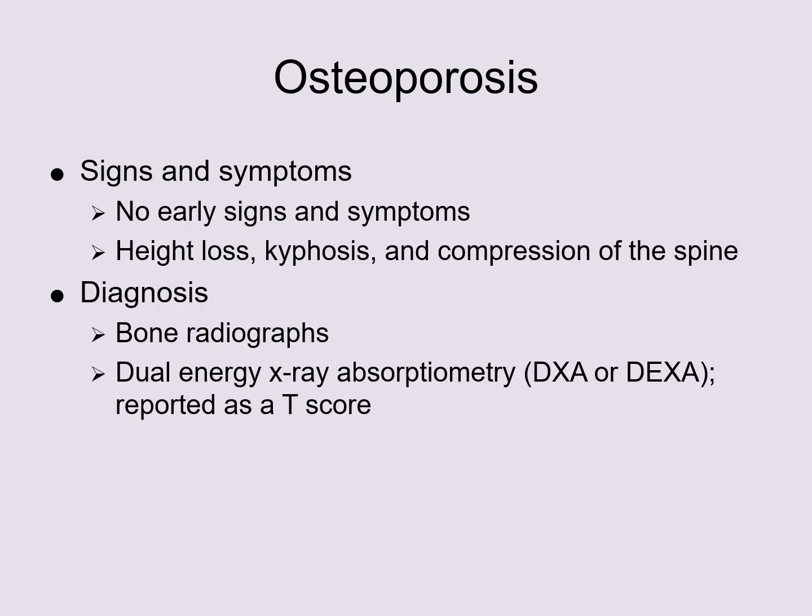So osteoporosis signs and symptoms: there are no early signs and symptoms. Height loss, though, we can see kyphosis, that's the hunching of the back, and compression of the spine. The spine will start to break down.